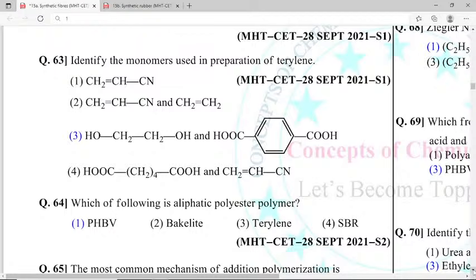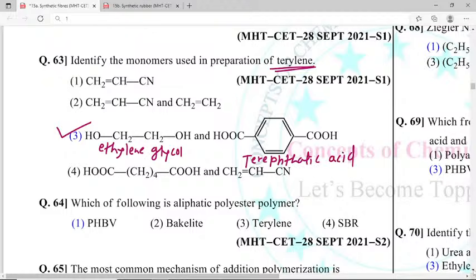Identify the monomers used in preparation of terylene. Terylene is obtained from ethylene glycol and terephthalic acid.